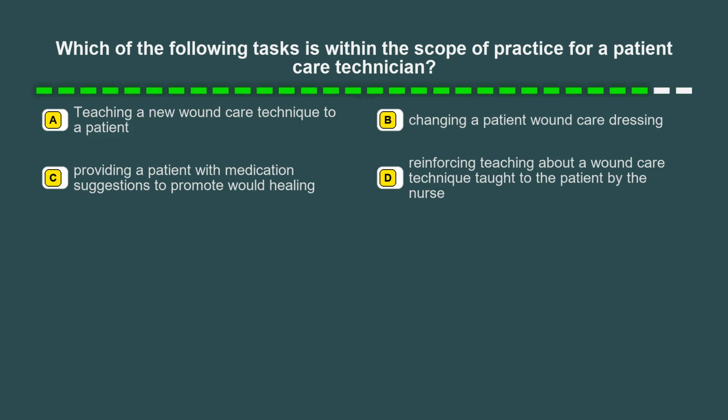Question 49. Which of the following tasks is within the scope of practice for a patient care technician? Option A, teaching a new wound care technique to a patient. Option B, changing a patient wound care dressing. Option C, providing a patient with medication suggestions to promote wound healing. Option D, reinforcing teaching about a wound care technique taught to the patient by the nurse.